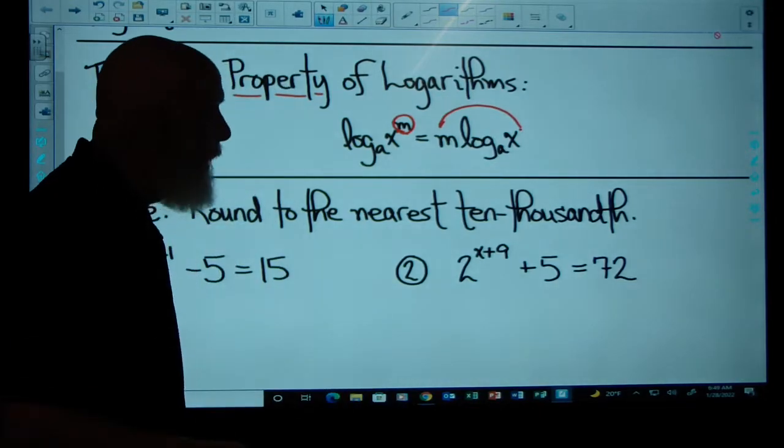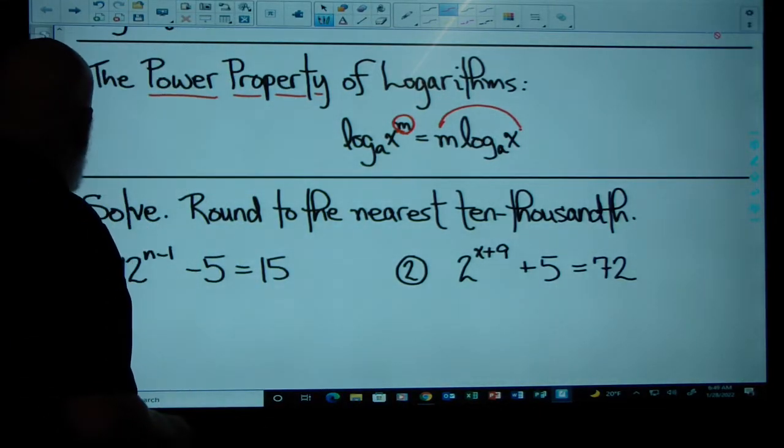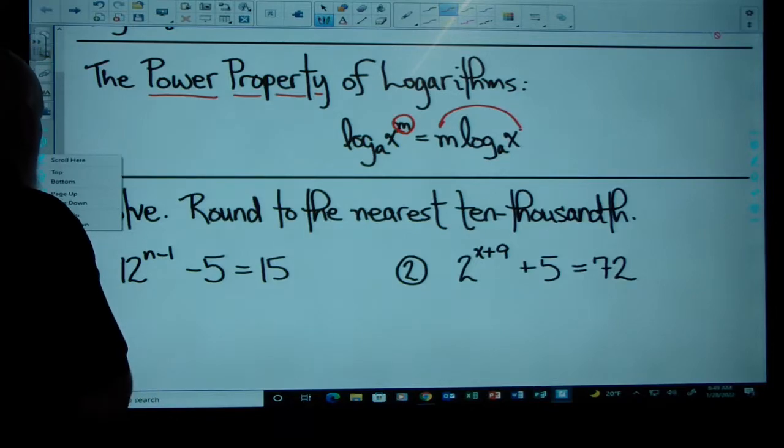Logarithms are the only thing you can do that with, that I'm aware of. So there we go. We're going to use that little factoid.